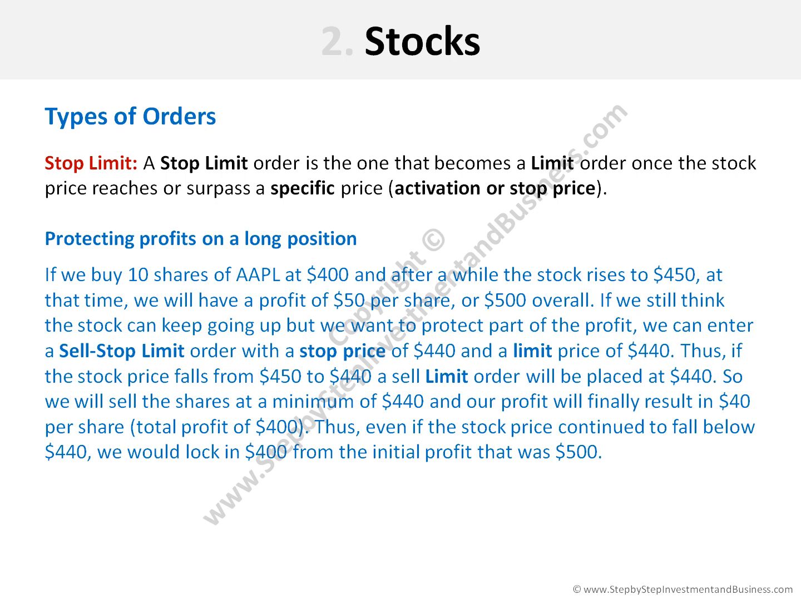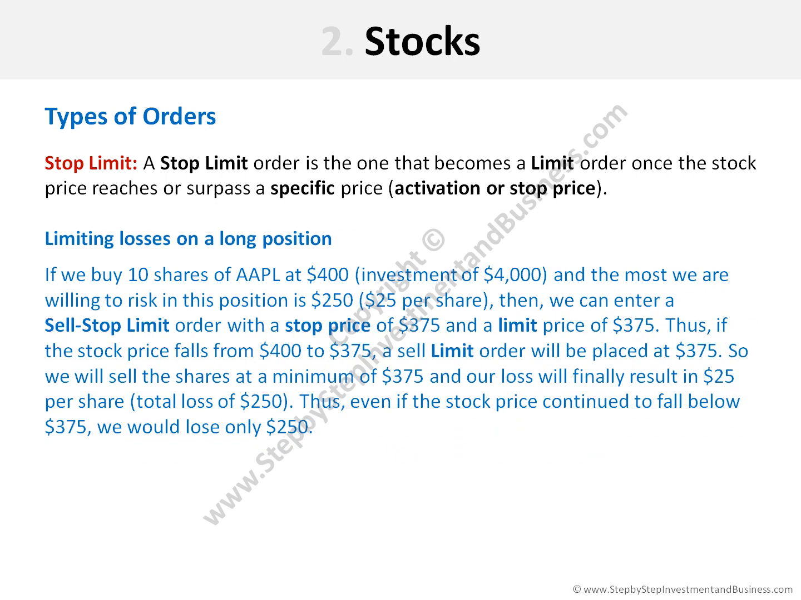Thus, even if the stock price continued to fall below $440, we would lock in $400 from the initial profit that was $500. An example of the use of the stop limit order in the case we would like to limit losses on a long position is the following. If we buy 10 shares of Apple at $400, that is an investment of $4,000, and the most we are willing to risk in this position is $250, that is $25 per share, then we can enter a sell stop limit order with a stop price of $375 and a limit price of $375.